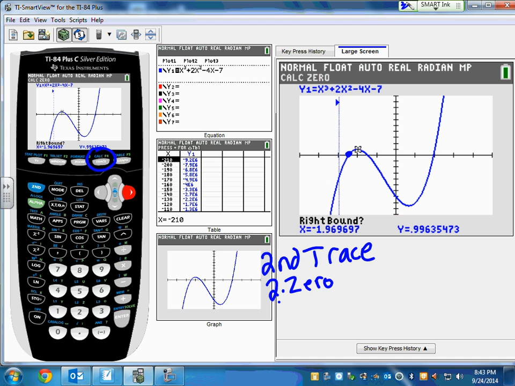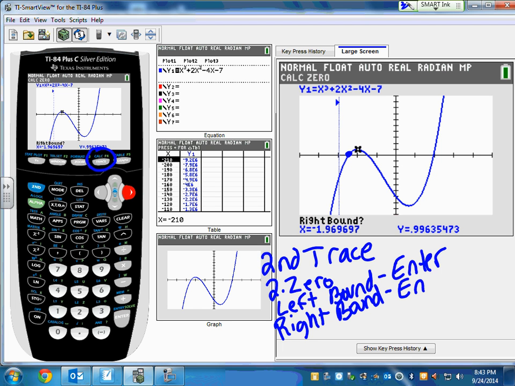But second zero, so you're going to do left bound, go to the left of it, and hit enter. And then we're going to do the right bound, go to the right of it, and hit enter again. And so I went to the right of it, and I'm going to hit enter. And then now it's going to ask you for the guess. The guess is exactly what it sounds like. Get close to it. So I'm going to go back over here a little bit, and I'm going to say, that looks pretty close. And I'm going to hit enter again.